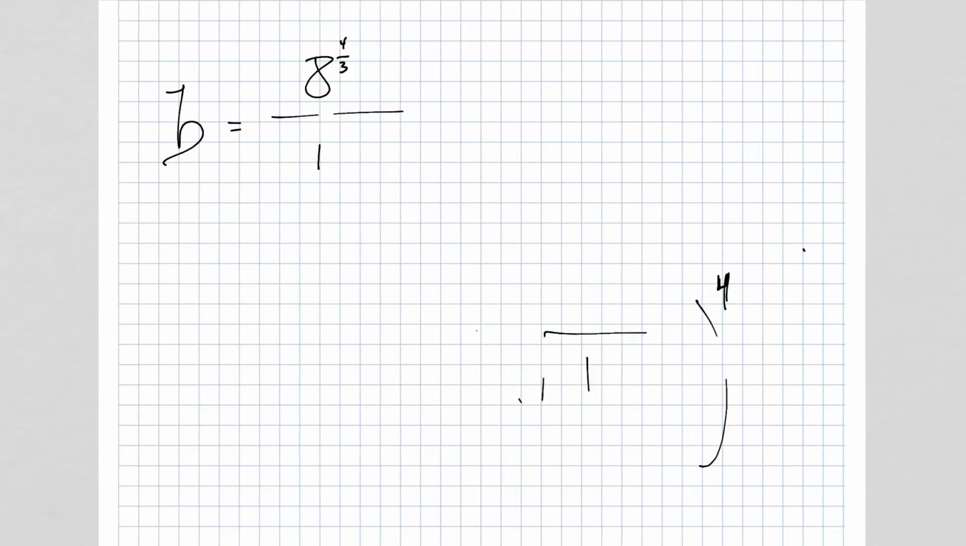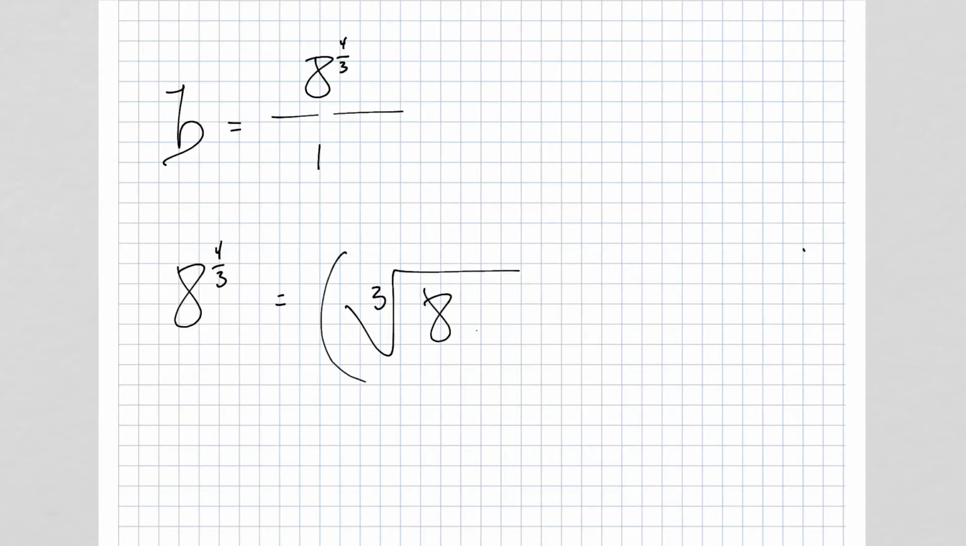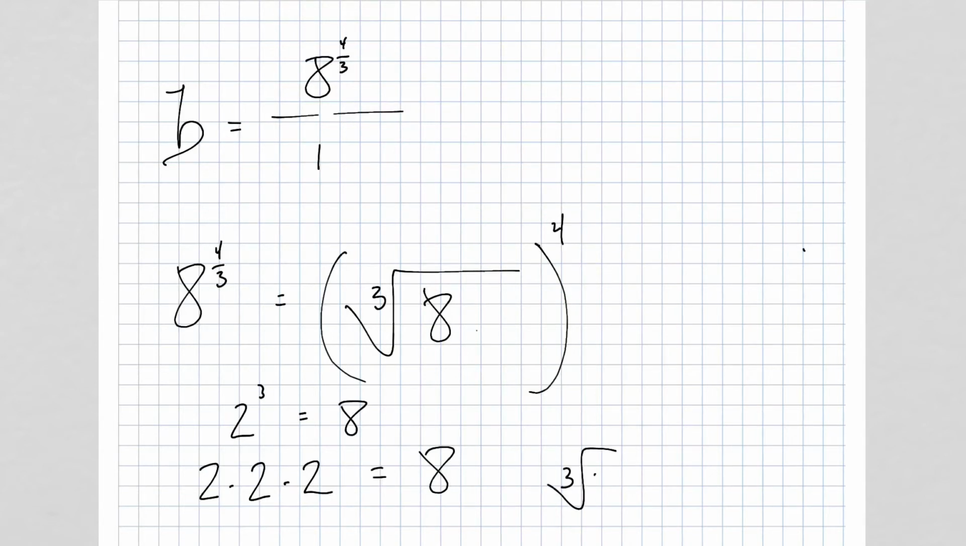Okay, same thing. We're going to do the same thing with this 8 to the 4/3. So we have 8 to the 4/3. What that equals is the cube root of 8 raised to the 4th power. Okay, cube root of 8, we know that's 2. 2 times 2 times 2 equals 8. So 2 cubed equals 8, so the cube root of 8 must equal 2.